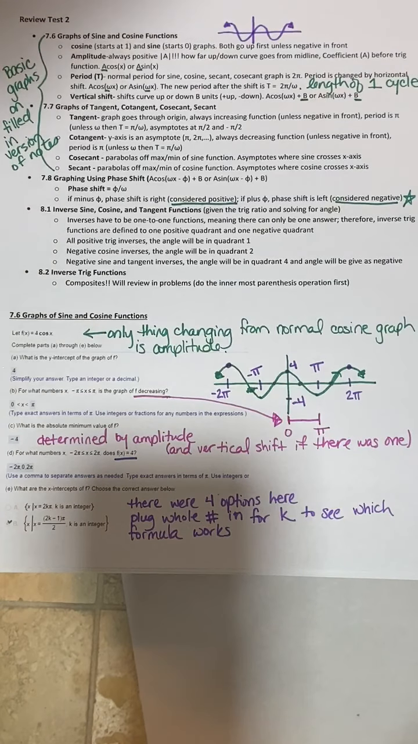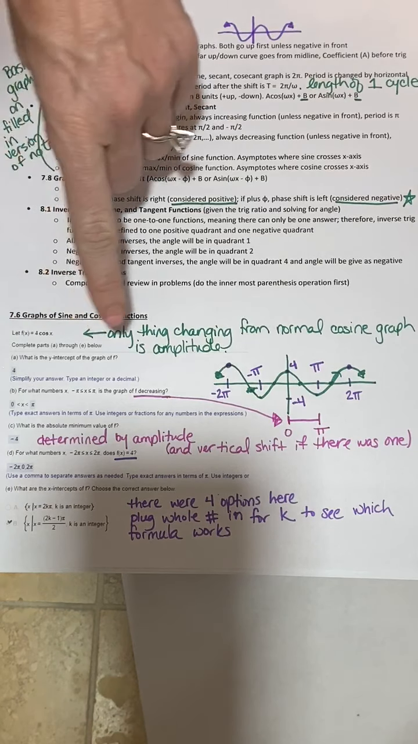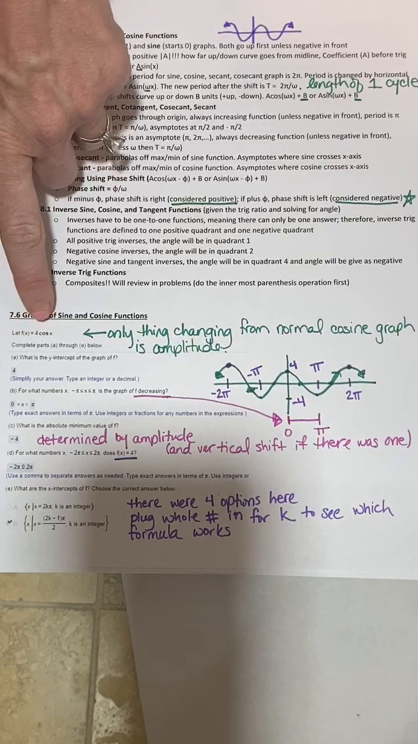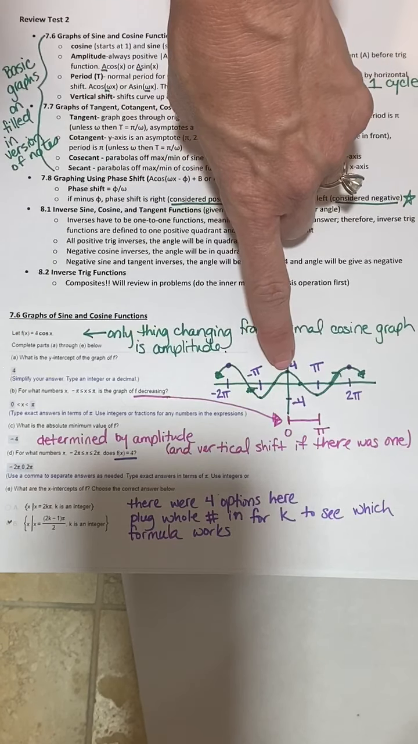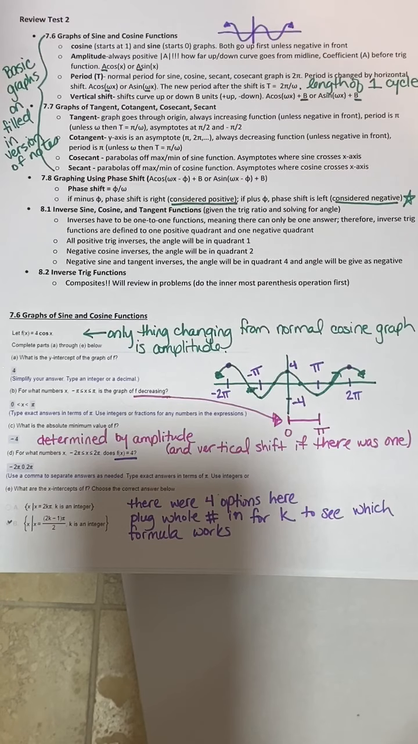Okay guys, cosine and sine graphs. It says let f of x equal 4 cosine of x. So the only thing changing here is our amplitude, right? We have our normal cosine graph. The only thing that's going to change is this 4, and this becomes -4.